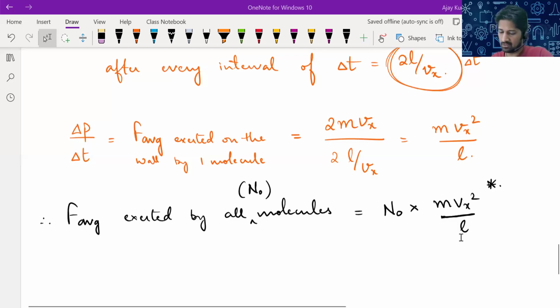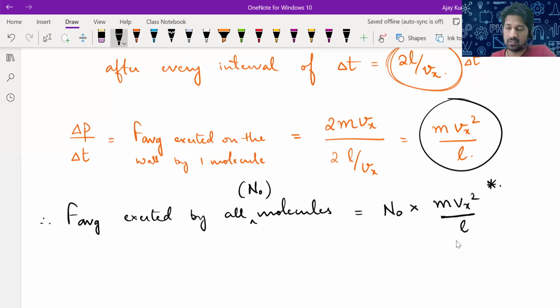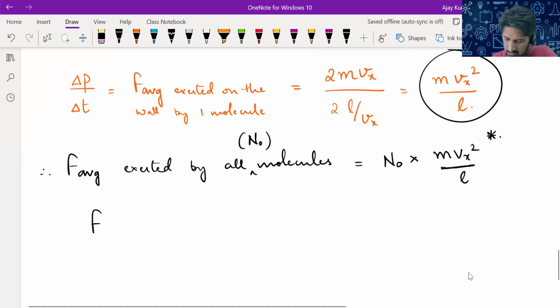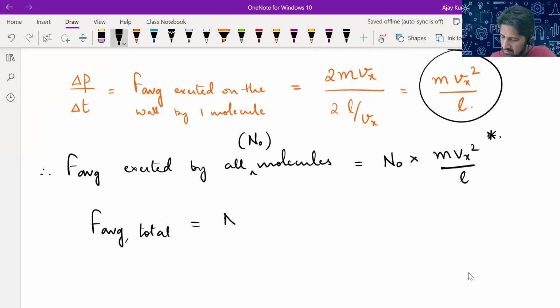So what are we writing now? We are writing an expression for the average force exerted by the molecules. We got the average force exerted by one molecule as this much. Now, if you want to extend that to all molecules, the total average force should be expressed like this. Total number of molecules, mass of each molecule, length of the container, these are fixed. You will have to take the average of Vx square of the molecules. Angular brackets indicate the average of that quantity.